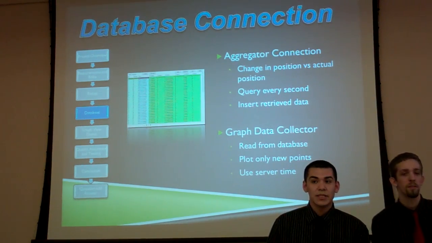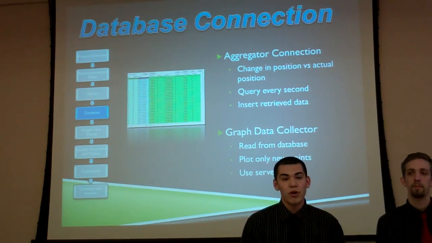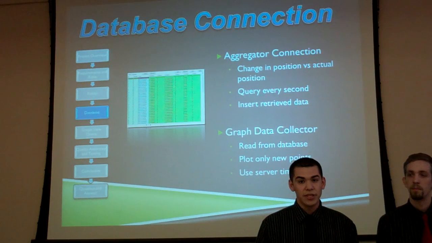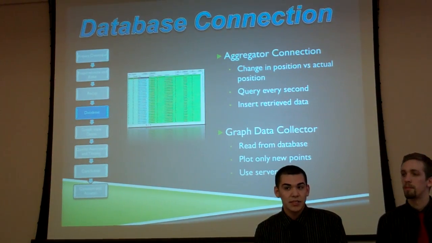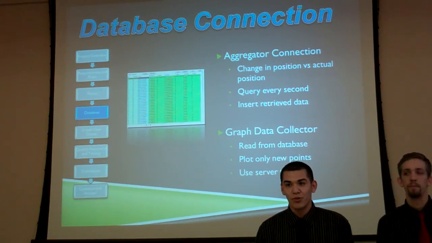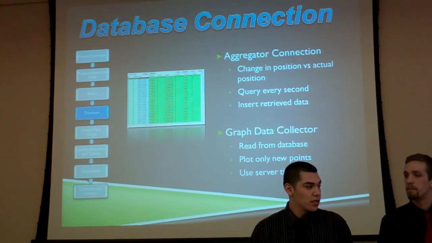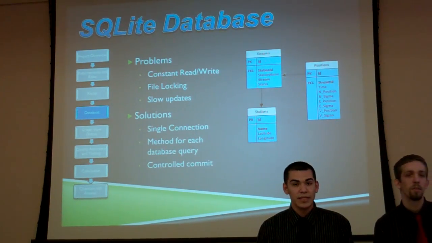In parallel to this process, we have a graph data collector, which is monitoring our local database and retrieving any new data that is inserted and plotting it on the graph. To provide consistency with the graphs, we use the client server time rather than the local machine time. And so we store all this information in our local SQLite database.